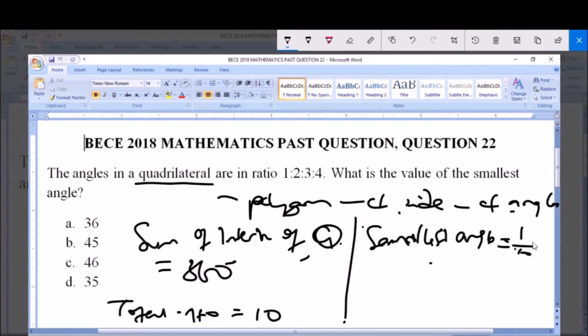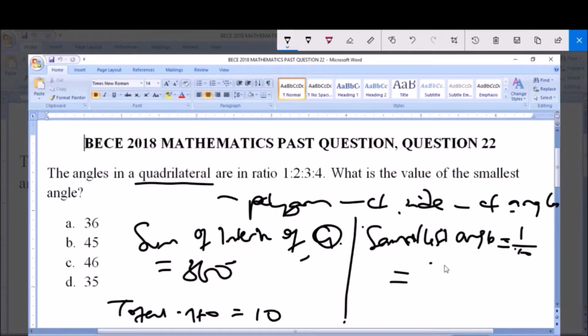1 over 10. If you go to the next angle will be 2 over 10. Now to find the smallest angle, we multiply 360, which is the sum of the interior angles of a quadrilateral, by this 1 over 10, which is the portion of the smallest angle. That is, the portion of the smallest angle in 360 is 1 over 10 of 360.